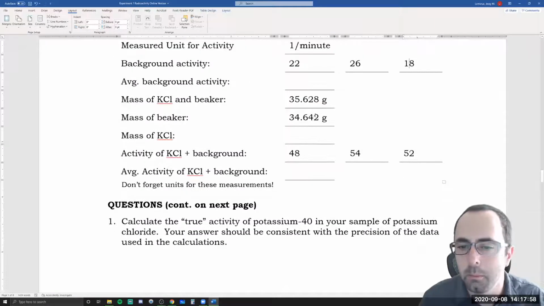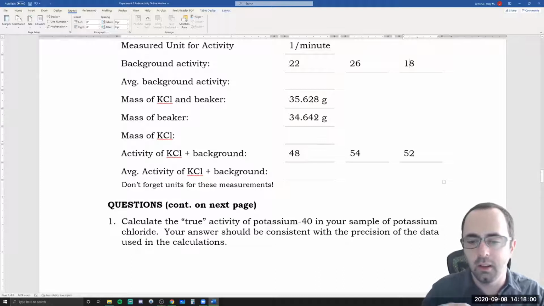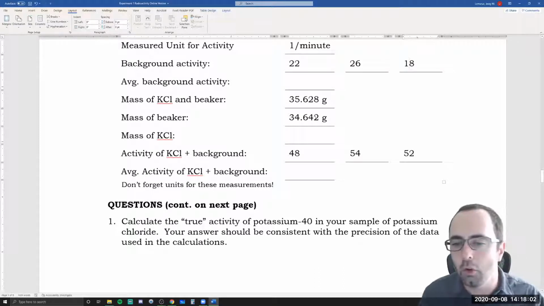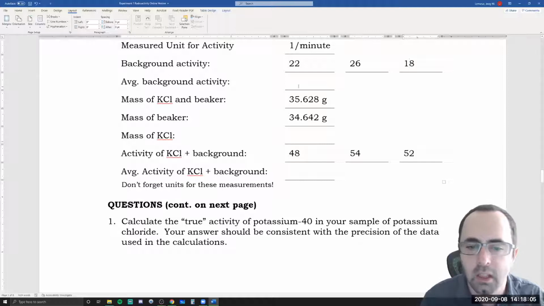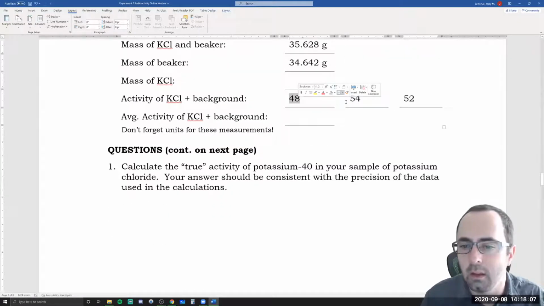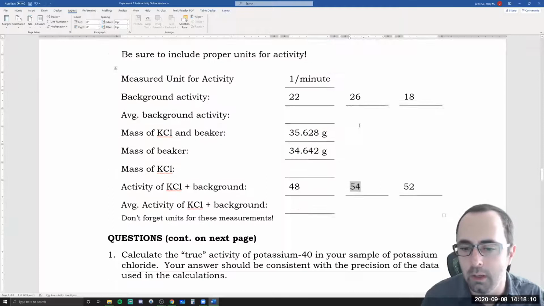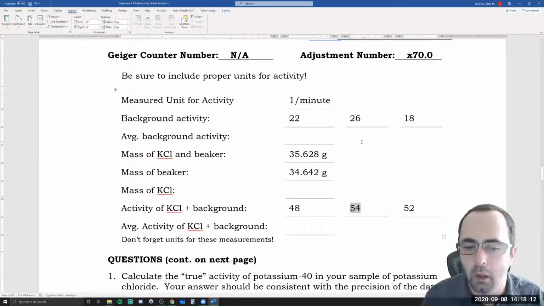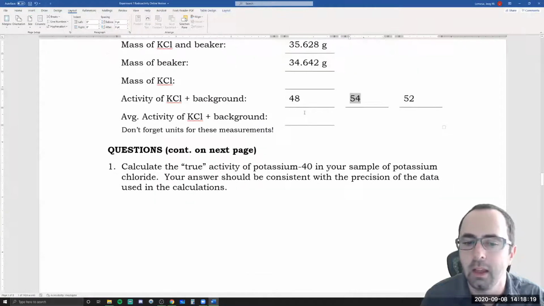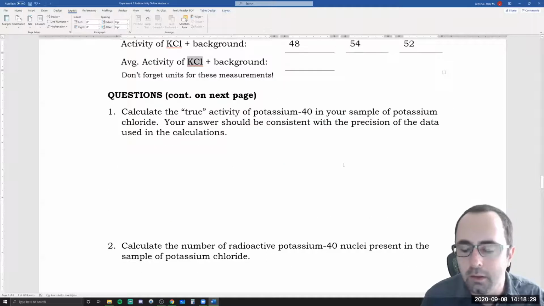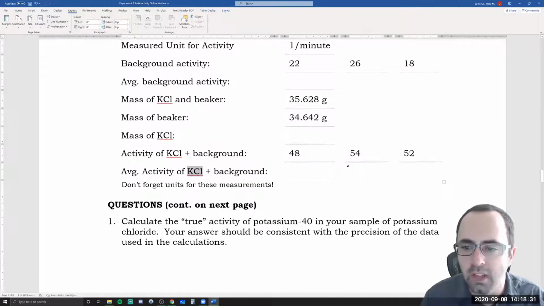And then we put the Geiger counter, the sensor, directly above the potassium chloride, like you'll see in the video. And we get the potassium chloride plus background radiation. Okay. And so to get the actual radiation here, we're going to average the background activity and average the background plus KCl. And the difference will be just the radioactivity of the KCl. Okay. And so it says, how do you calculate the true activity of your sample?